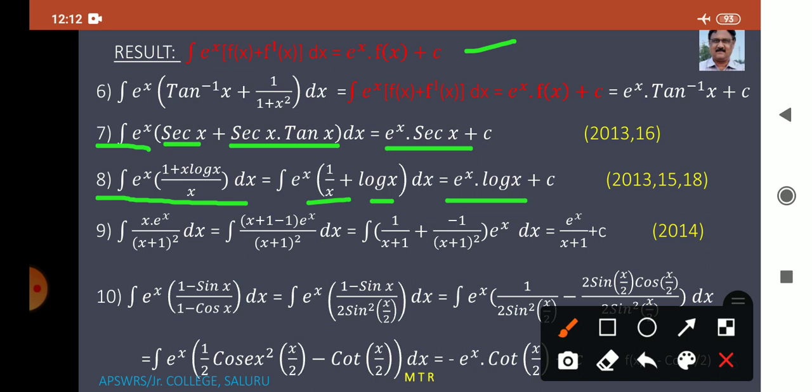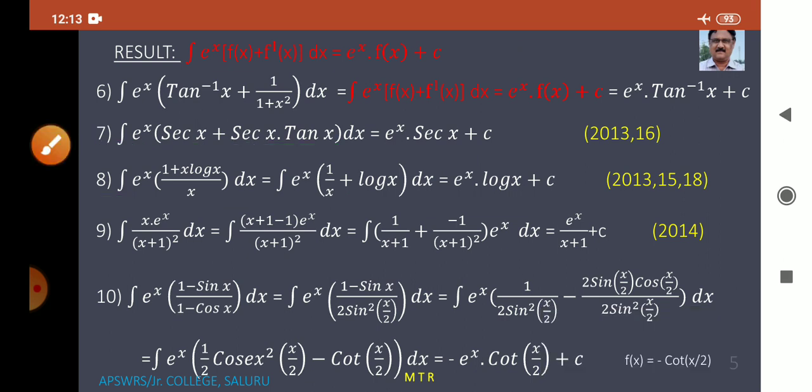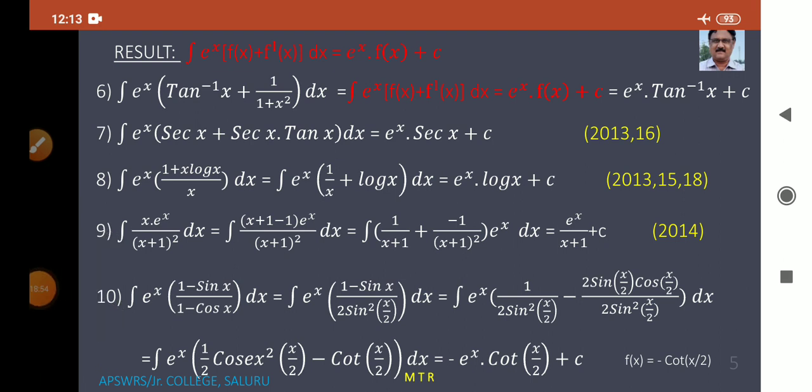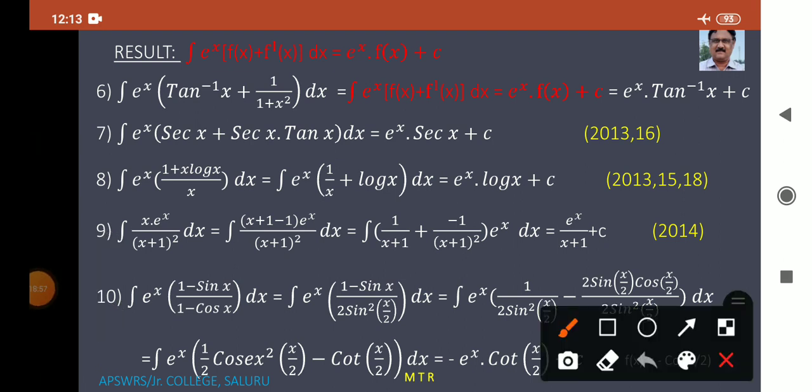Next, evaluate the integral of x times e power x by (x plus 1) whole square dx. For this, suppose clearly there is an e power x. There is a function f of x such that the formula is of the form integral e power x into f of x plus f dash of x.